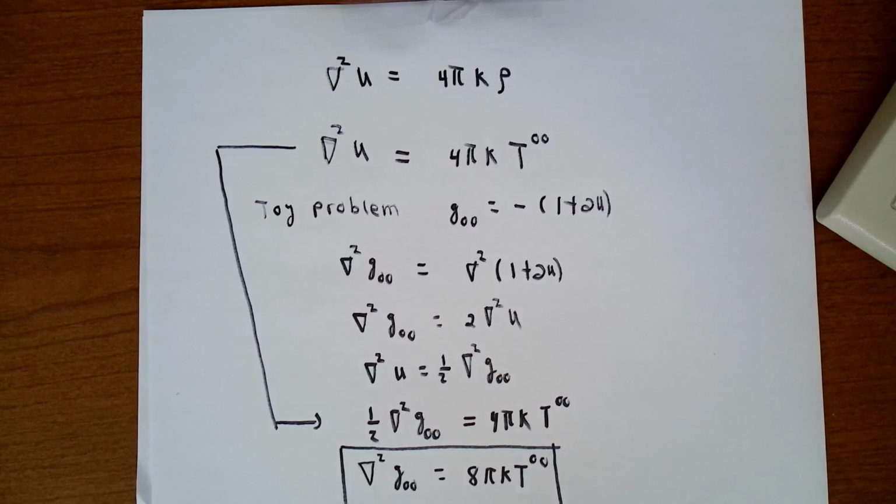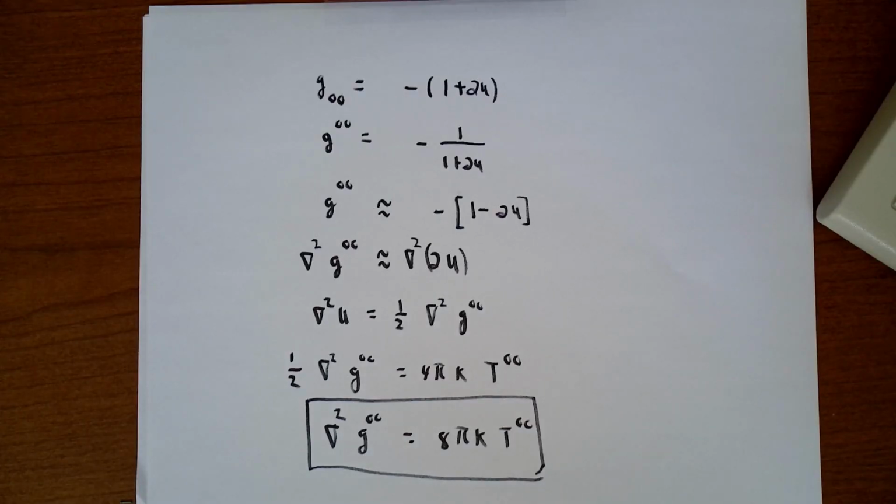A purist might make an objection at this stage. These indexes are in the upstairs position. These are in the downstairs position. On the face of it, this equation doesn't make any sense. However, we're working in the weak field case and in the toy problem case in a situation where the metric is very nearly Minkowski. It turns out that this isn't a big problem. We're looking at the simple case in the weak field approximation of the toy problem.